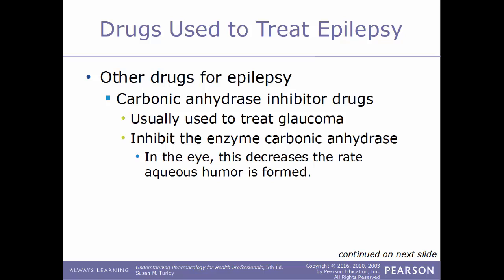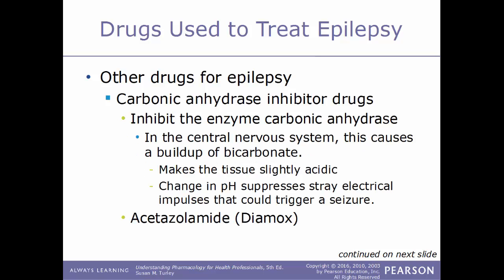Another type of drug used to treat epilepsy are carbonic anhydrase inhibitor drugs. And these are usually used to treat glaucoma. And the way that these kinds of drugs work is they inhibit the enzyme carbonic anhydrase. Now in the eye, this will decrease the rate of aqueous humor that is formed. And in the central nervous system, this causes a buildup of bicarbonate, which will make the tissue slightly acidic. And this change in pH suppresses any stray electrical impulses that could trigger a seizure.